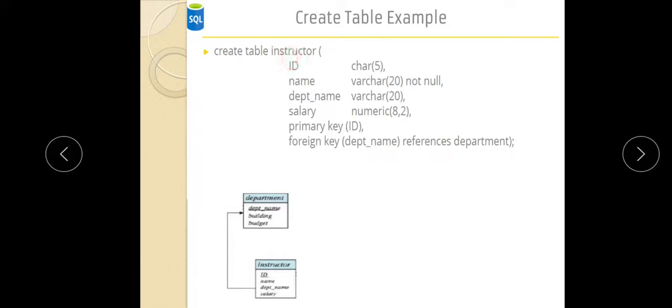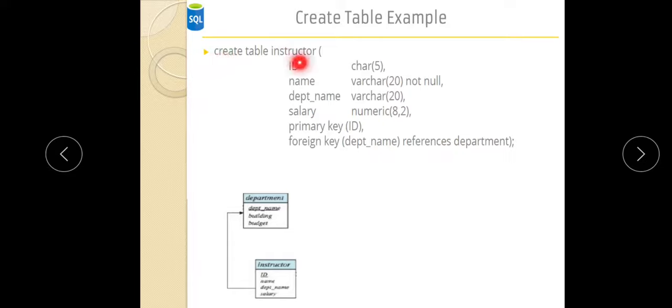So create table instructor. I am going to create this table, not that table; that table is already created. For instructor, the first one is ID, and the data type I have given is character. Name I have given as varchar, and for this name field I am saying it should not be kept empty. That is why I have given not null. So this is the format.